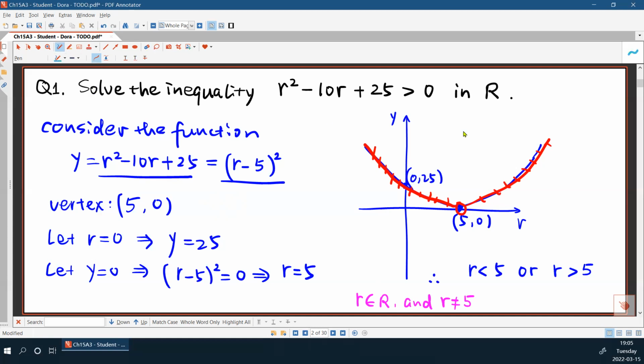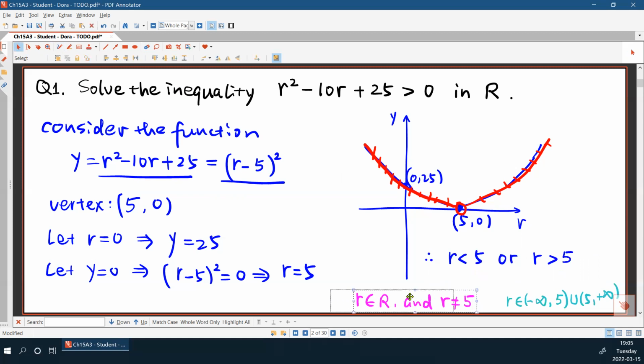And also you can write it in the interval form. If you write it in interval form, you should write it like this: r belongs to negative infinity to 5, union with 5 to positive infinity. Any of these three expressions here is correct. All right, so please have a look at this question and let me know if you finish, okay?